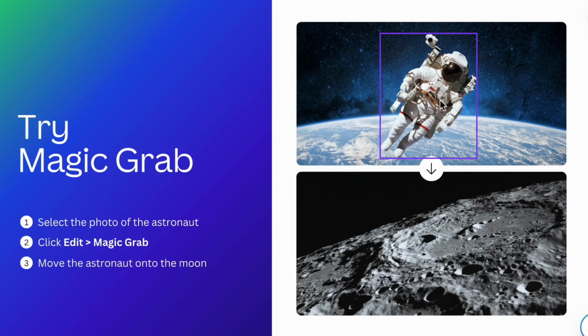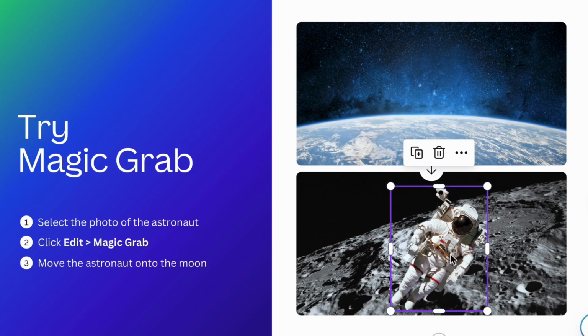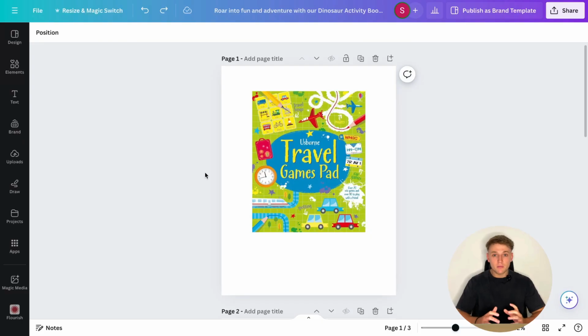Now, the first thing you can do with this brand new update is take elements from any image and use it in your own Canva design. Or in KDP terms, you can take any element from one of your competitors' book covers and use it on your own front cover if you can't find that element yourself.